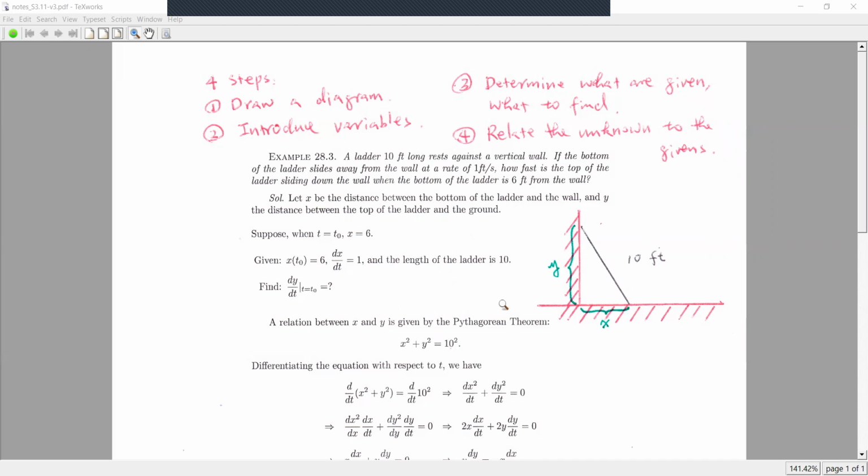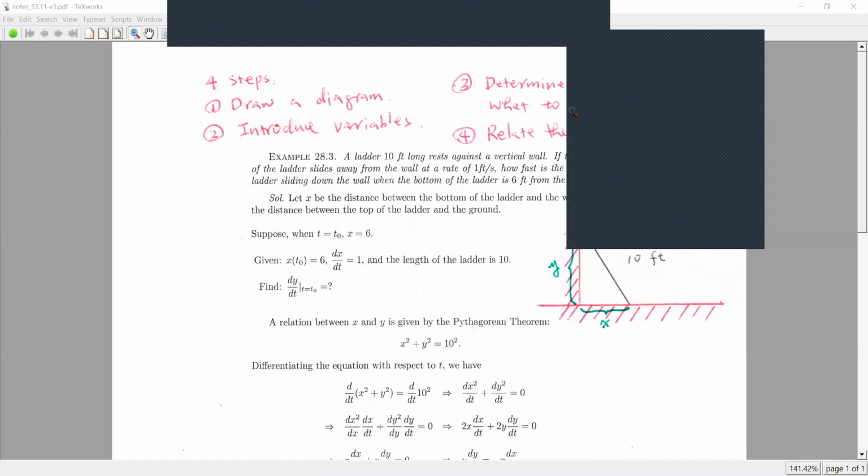On the other hand, the rate of change of x is the derivative of x with respect to the time t. So this derivative of x with respect to t is equal to 1. Moreover, when time is t0, x is equal to 6. And the length of the ladder is 10 feet. These are all the information that we have.